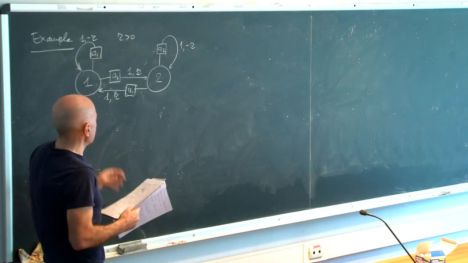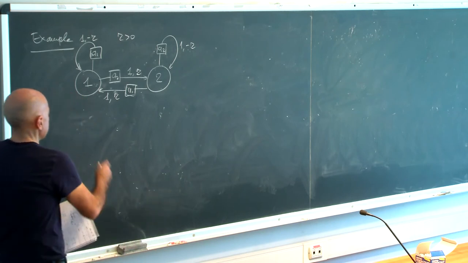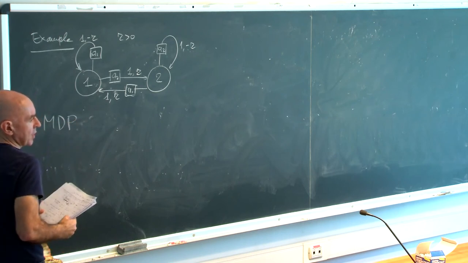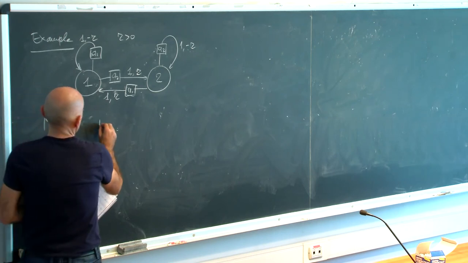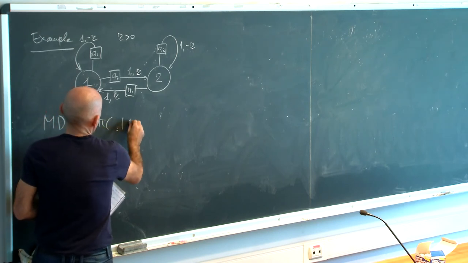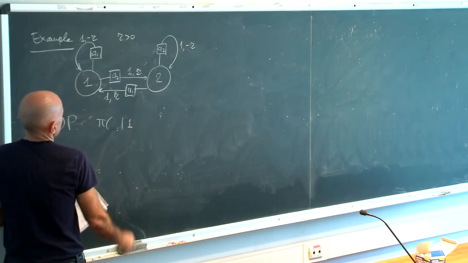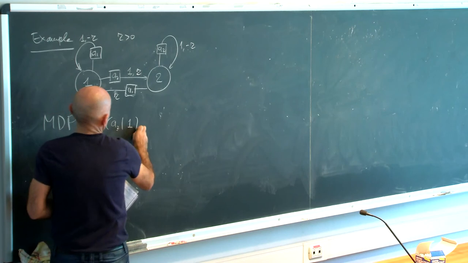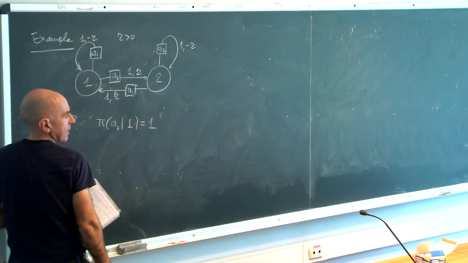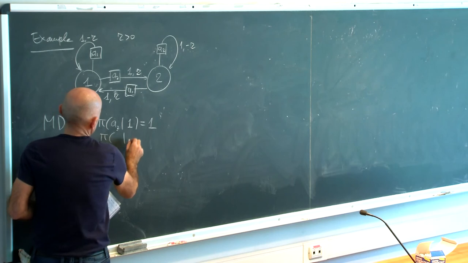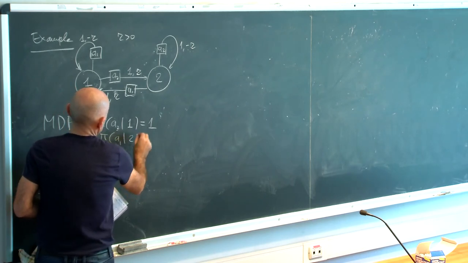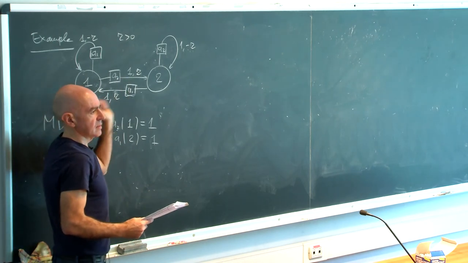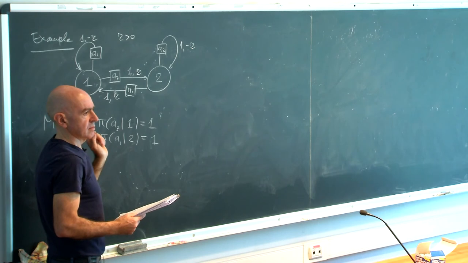So it's actually very simple when you think about this system as an MDP. It's pretty obvious what the optimal policy is. If I'm in state 1, I'm going to take action A2 with probability 1. And if I'm in state 2, I'm going to pick action A1 with probability 1. If I do that, I will flip back and forth and always get rewards. That's the best I can do.